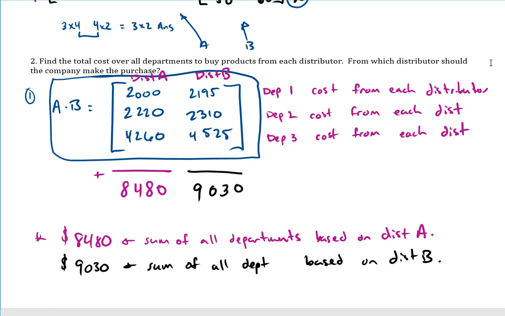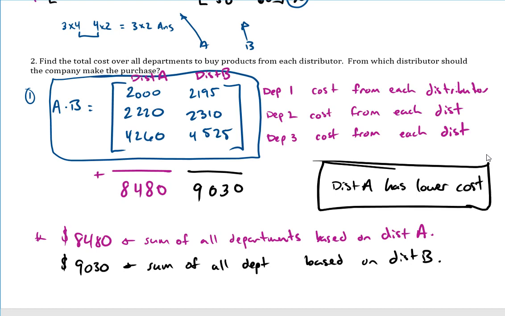Okay, so now we can answer their final question. So from which distributor should the company make the purchase? Well, if they want to keep cost lower, they should use distributor A. Okay, so distributor A has lower cost. So that's how that should be broken down. So that's how the matrix application could work. So it's trying to organize all the data still in a table, and then even from there we could break apart what's important to our matrix table and find an answer to whatever they are asking for.